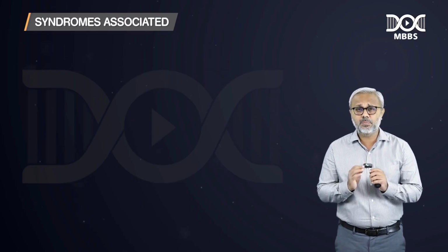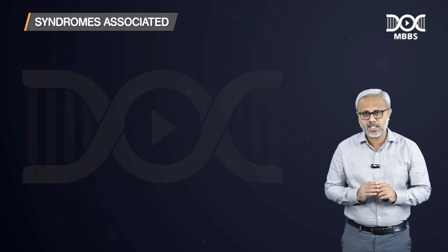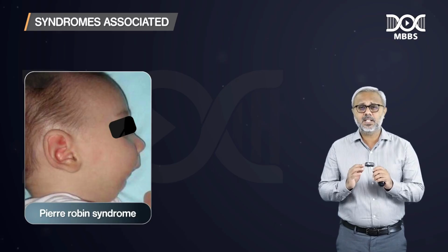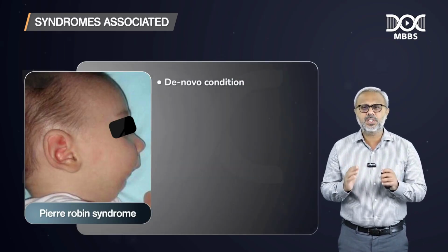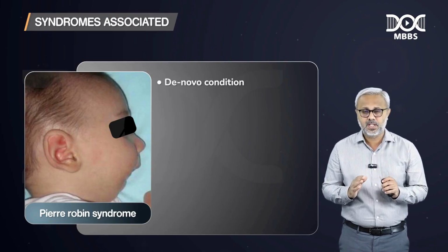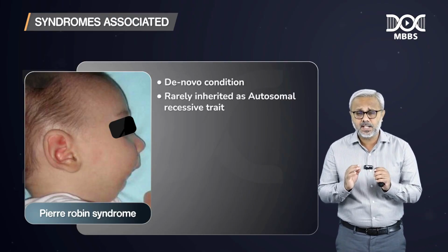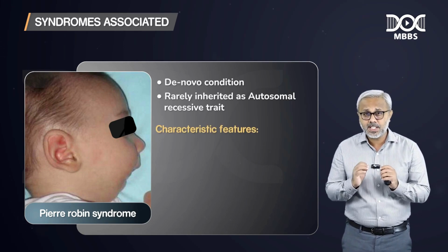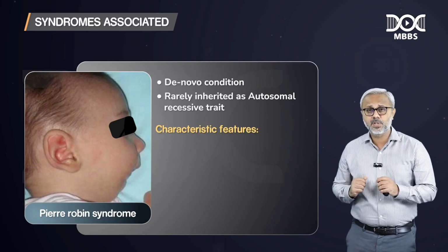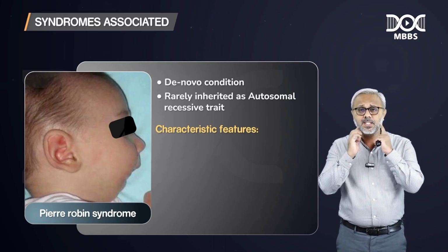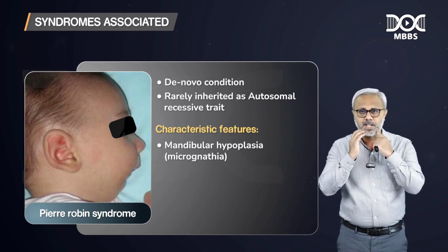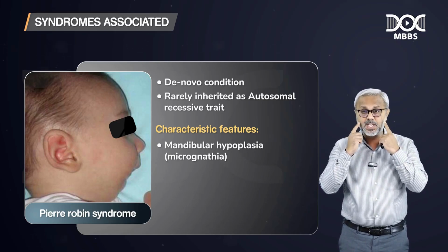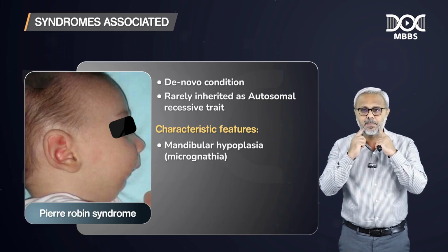The second syndrome that affects the first arch development is the Pierre-Robin syndrome. Now, Pierre-Robin syndrome occurs as a de novo condition. It is not genetically inherited as such. Very rarely it is inherited as an autosomal recessive trait. Now, what are the characteristic clinical features of Pierre-Robin syndrome? The characteristic feature is the mandibular hypoplasia. In case of Treacher-Collins, it is maxillary hypoplasia. Here it is mandibular hypoplasia, right?